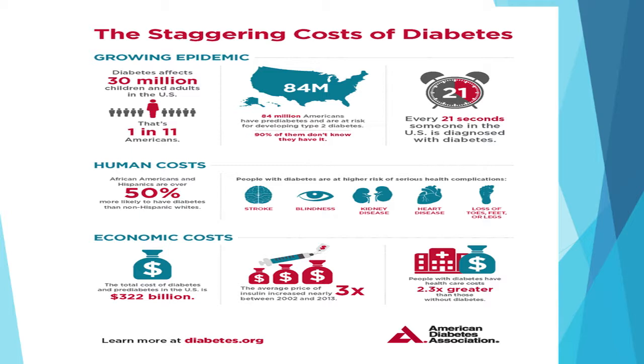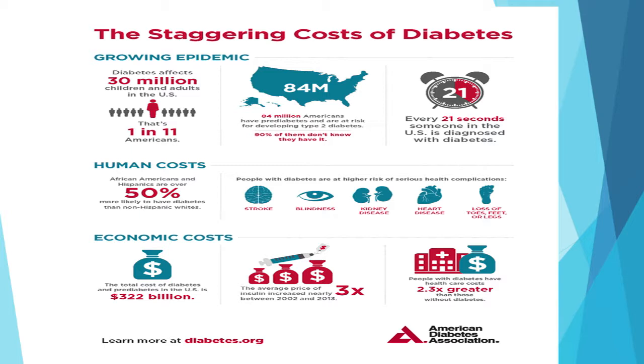The economic cost. Diabetes costs the health system $322 billion a year. A year. Insulin has increased in price by 3 times since 2002. So the direct cost of diabetes to our healthcare system: in 2012, $245 billion, direct cost. It was $174 billion in 2007. 41% increase in 5 years. The 2017 numbers have not been released yet, but I can bet you they're going to be well over $300 billion of direct cost, not indirect cost.